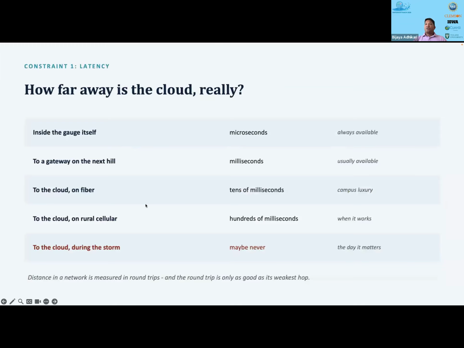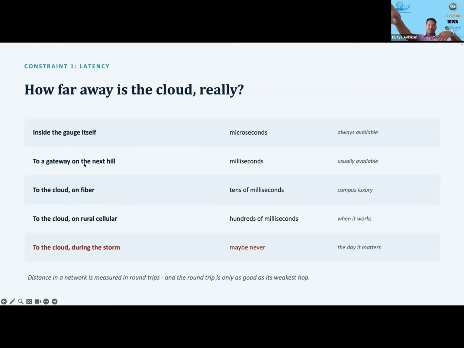Okay, let's look at the constraints of the cloud in more detail. How far is the cloud really? If we think about the computation that gets done in the gauge itself, it's immediate. Once the data is sensed, we do the computation, and it's immediate. Then there's the gateway on the next hill.